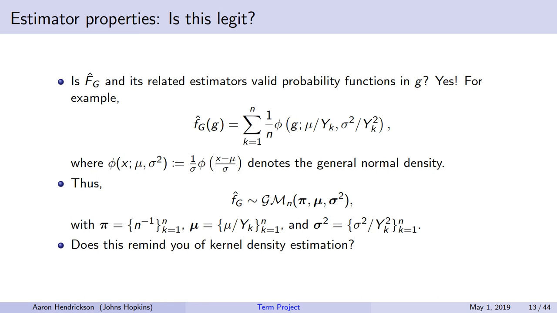This is where I got the name. It looks like a kernel density estimator. It behaves like one, except in this case, we have an exact form. We're not trying to guess at a bandwidth that works. We know the exact bandwidth.